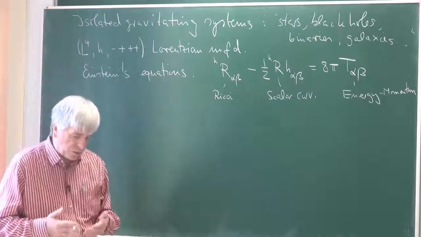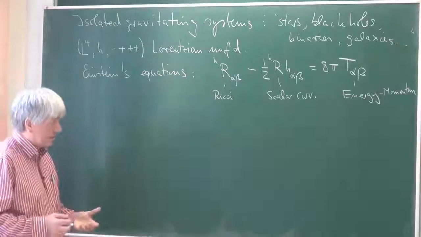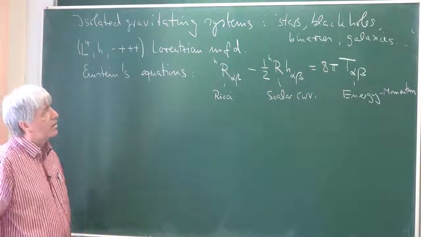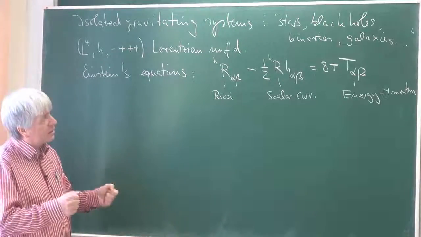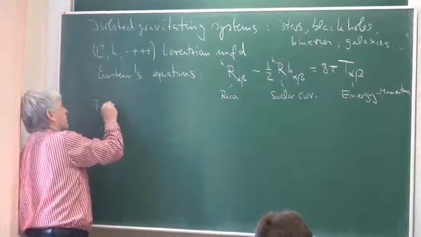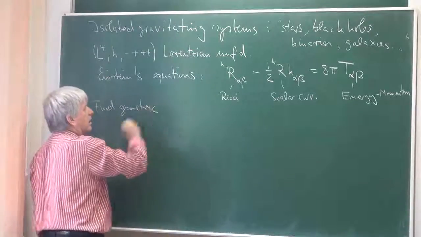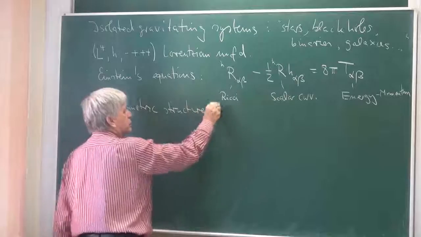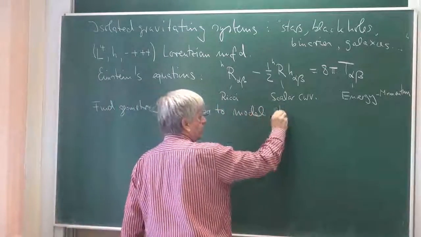Because it should not depend on the particular coordinate system. The whole point of Einstein's theory is covariance. It has to be geometric. It should not depend on the coordinate system. So you have to translate all the physics into geometry. So the task is to find geometric structures to model physical concepts.